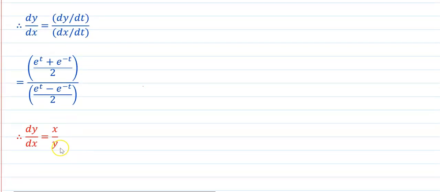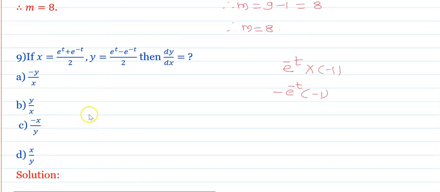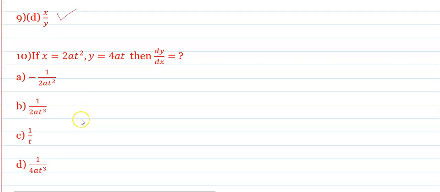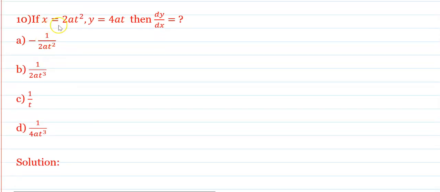This 2 get cancelled, and hence, sorry, 2 will not get cancelled because we want the answer in terms of the x and y. What is this? This value is x and याची value किती येणार? The y येणार. Therefore, dy by dx is equals to x upon y. मग x upon y आहे का? Yes, there is a x upon y. The option D is the correct one. Now the next question. x is equals to 2at square, y is equals to 4at, then dy by dx. Okay.